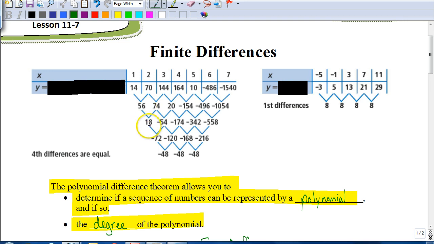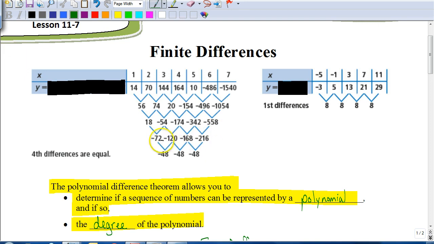74 minus 56 is 18. 20 minus 74 is negative 54, and so on. And again, if you notice in the second row, we don't have any of the same numbers, so we're going to move on and find the next row of differences. Negative 54 minus 18 is negative 72. Negative 174 minus negative 54 is negative 120, and so on. Again, nothing in particular stands out here, so we're going to do this again.